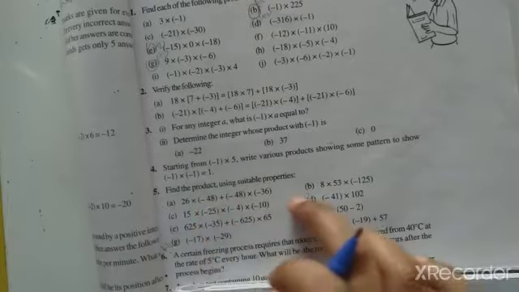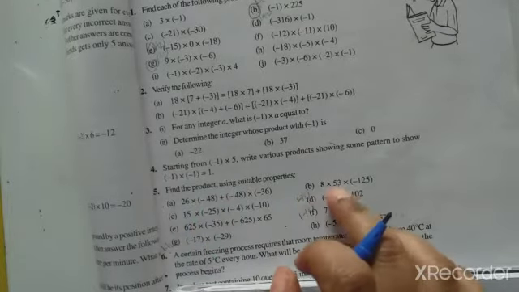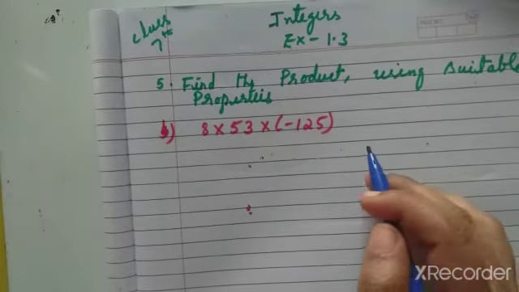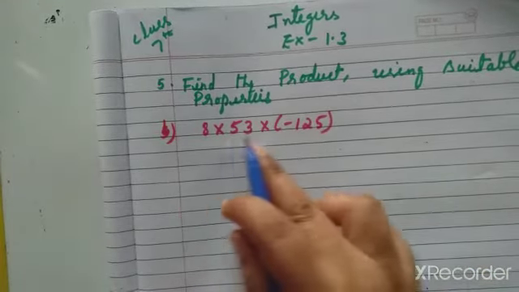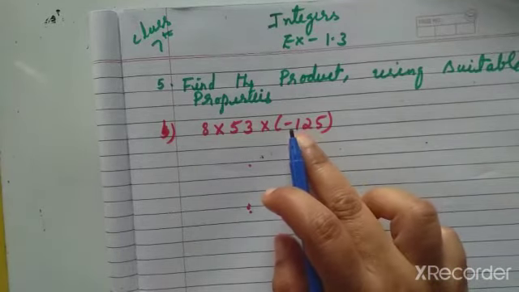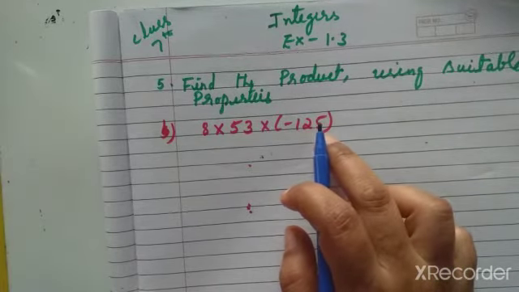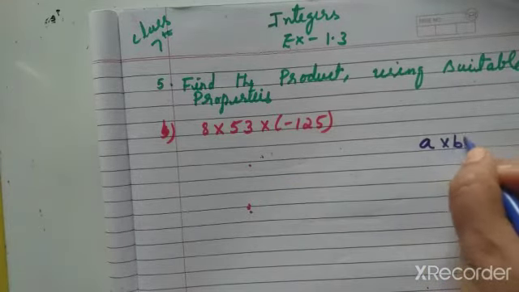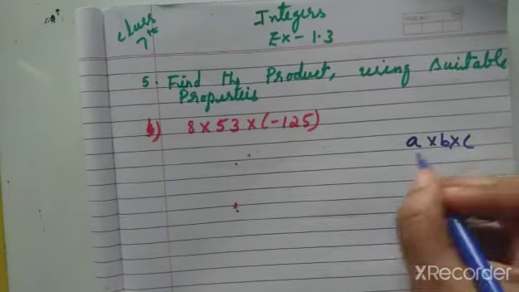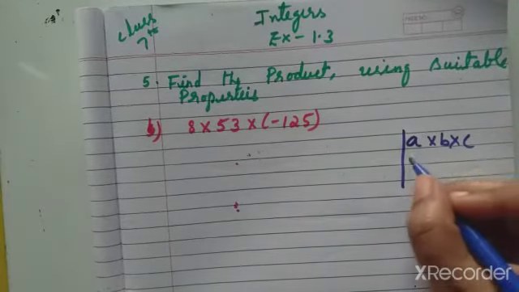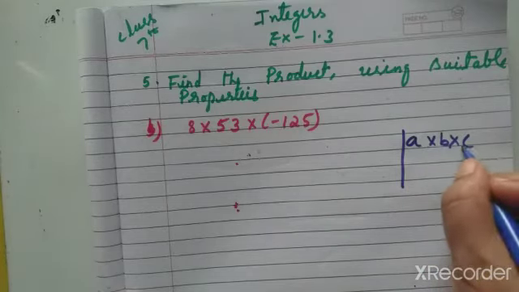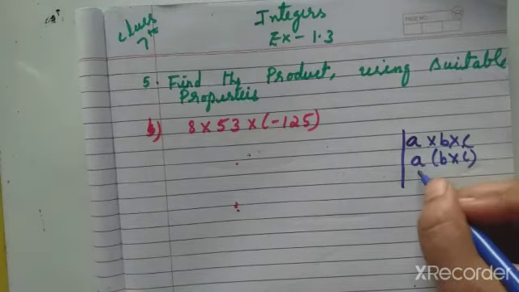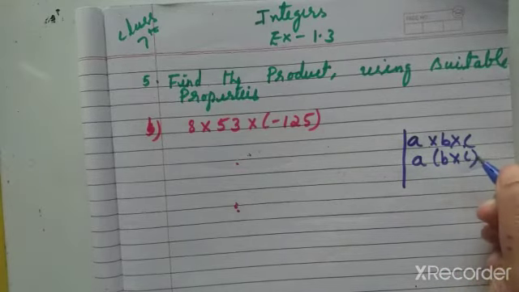First question is over. Now second question we have to try. 8 into 53 into minus 125. Which property we can apply here? We have to check. Here 8 into 53 into minus 125. It means we can distribute the number, A into B into C. A into B into C, 3 numbers are given. So with A we can distribute B into C.